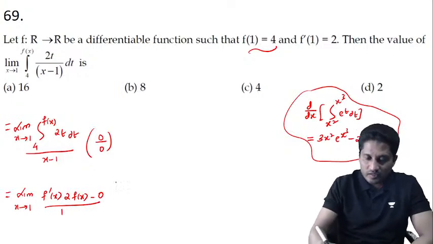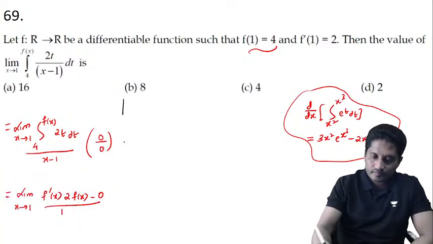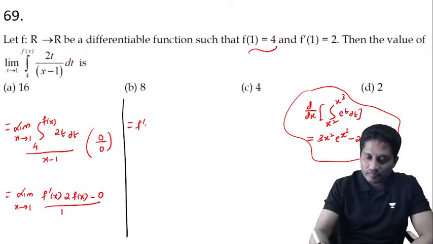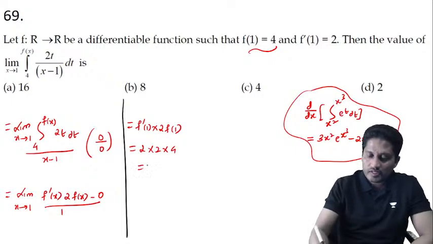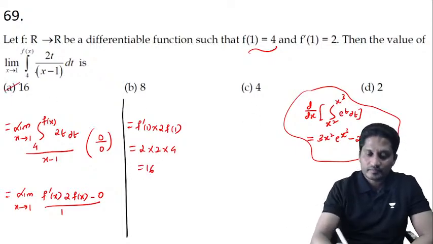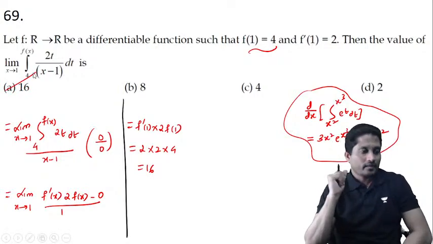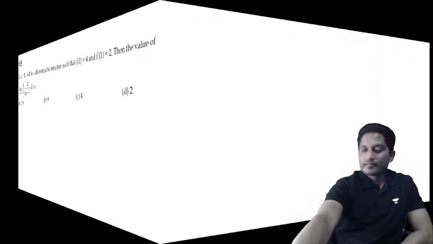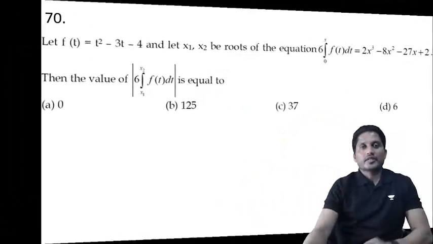Now if x is tending to 1, you get f dash of 1 into 2 into f of 1. F dash of 1 is 2 into 2, and f of 1 is 4. So the answer will be equal to 16. Alright, this was a COMEDK question. Let's move to the next question.